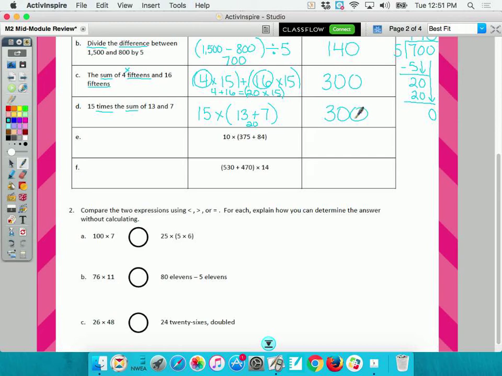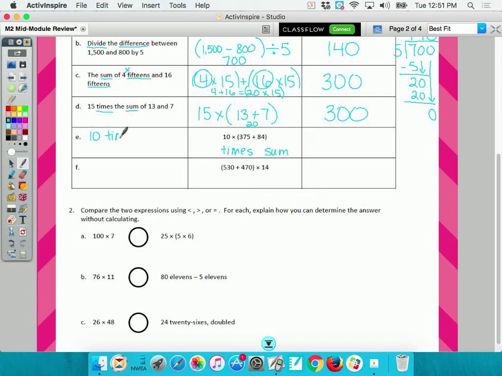Okay, E, it's not there. We're going to have to figure it out. Can we look at our operation signs? Okay, when I multiply, what word am I going to use? Times. And when I add, sum. Okay, so do you want to try it for me, Christian? Go ahead, say it. 10 times the sum of 375 and 84.